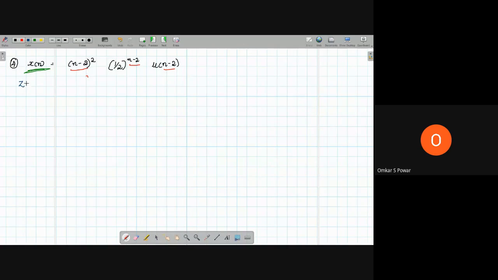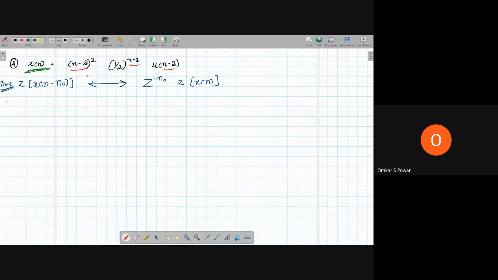So what property can I use? Time shifting. The Z transform of x of n minus n naught. So write it here, time shifting. Those things are very important. The Z transform of x of n minus n naught is nothing but z to the power of minus n naught into the Z transform of x of n.